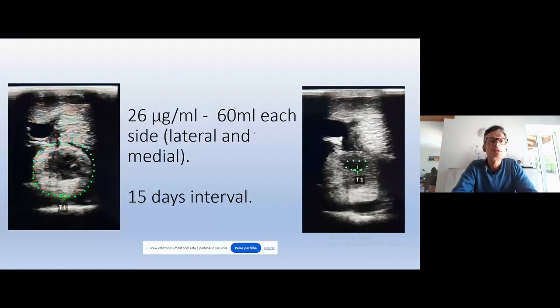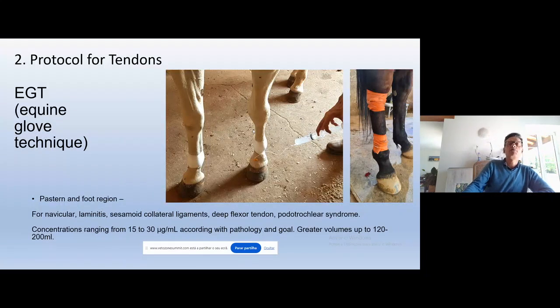This is a recent case of a suspensory ligament. The image on the left is one of the first, and this animal received first PRP, and then 2 treatments of subcutaneous infiltrations. And here on the right side are the results with just a 15-day interval.